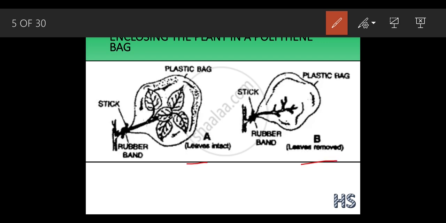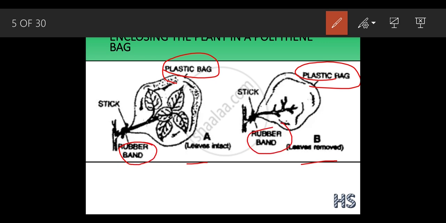In plant A, if you see, the leaves are intact. What do you mean by the word intact? The word intact means the leaves are kept. And in B, the leaves are removed from this twig. Now what we are going to do is cover this plant part with a plastic bag, and this also with a plastic bag. In order to tie them, we will use a rubber band.